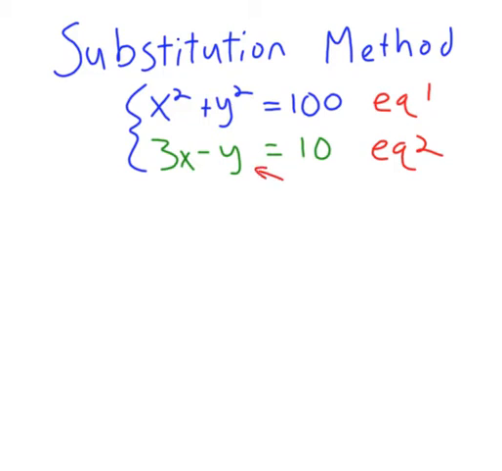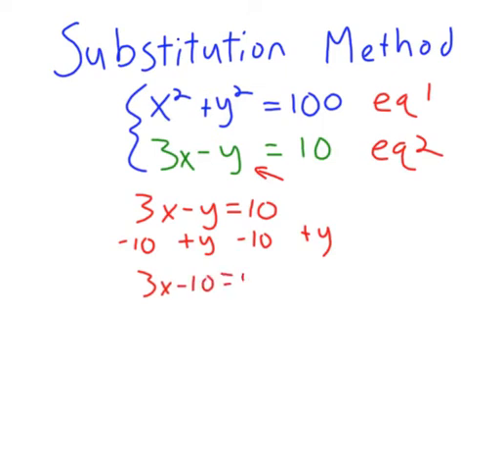So I'll bump it out here. 3x minus y equals 10. Can I get y by itself? What would that look like? Well, what if I add y to both sides and subtract 10 from both sides? Then I would have 3x minus 10 equals y. And look at that, y is by itself.